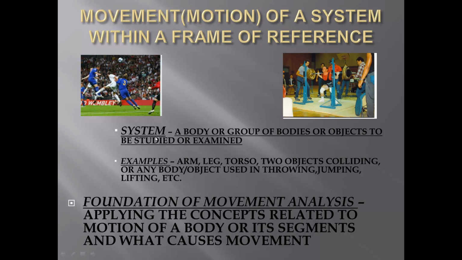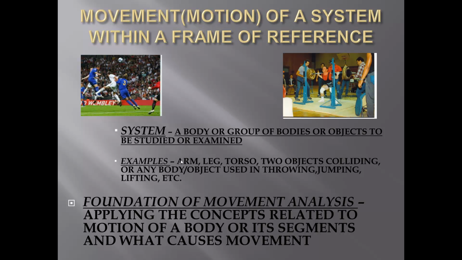Now, if we look at a system, we talked about this in the last lecture. A system is a body or group of bodies or objects to be studied or examined. An example that we gave was the arm. The arm can be an entirely different system to analyze just by itself. But within that particular system, we could have three other subsystems: the upper arm, forearm, or hand.